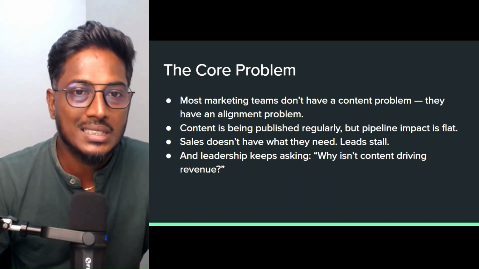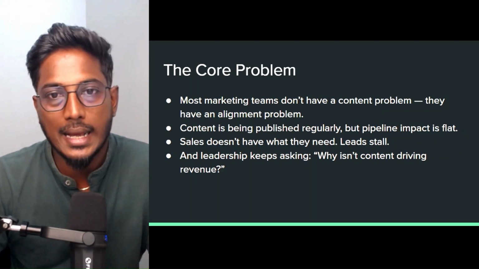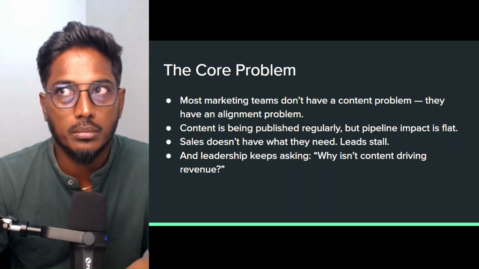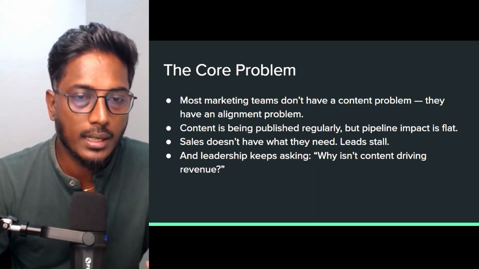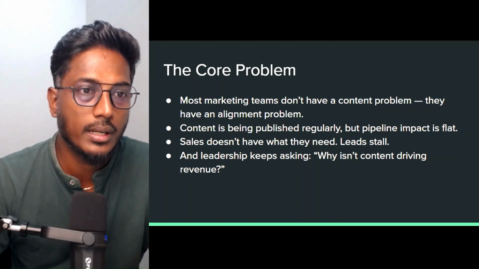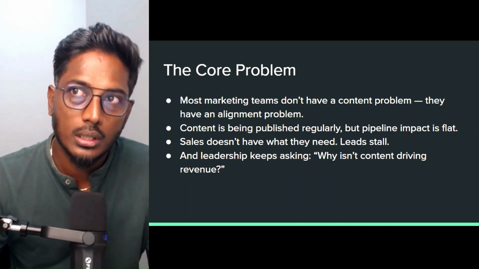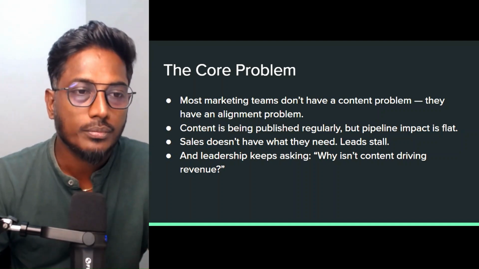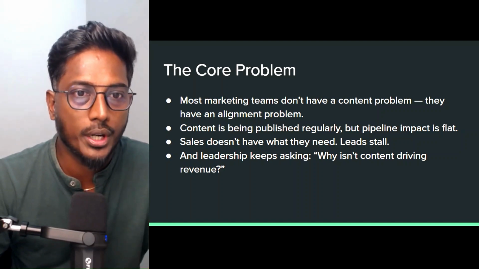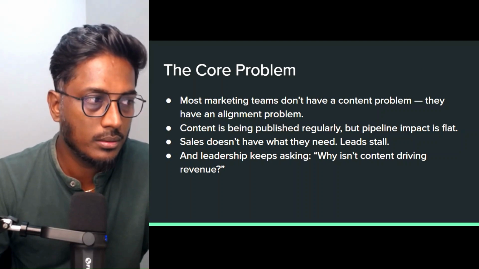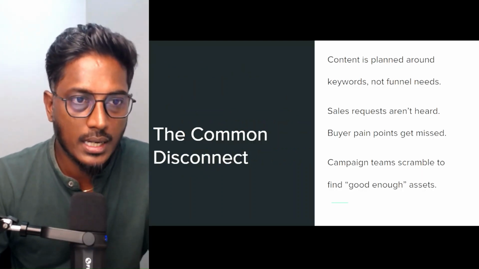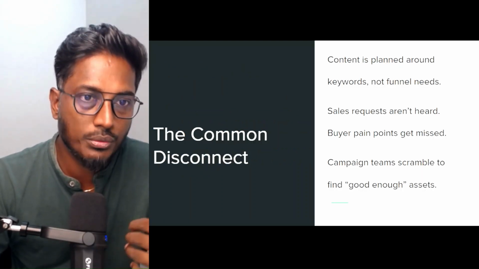The campaigns are stitched together at the last minute. Your best content assets are buried deeply, and the content somehow feels like it's orbiting the rest of the business, not tightly integrated into it. Let's think about it, right? So where does this disconnect begin? This is one of the most common patterns we see.